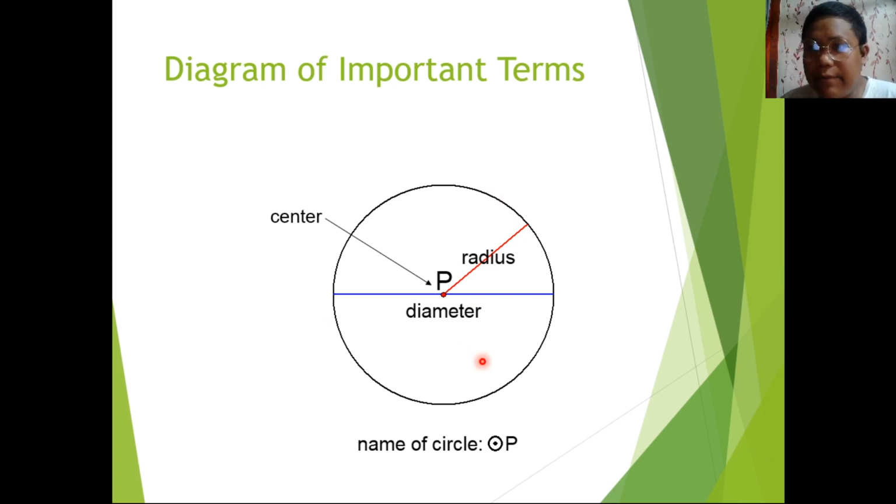If you're going to name the circle, the name comes from the letter at the center of the circle. If this is the center P, therefore the name of the circle is circle P. The symbol of a circle is a small circle with a dot at the center, and beside it is the big letter P. That is how we name the circle.